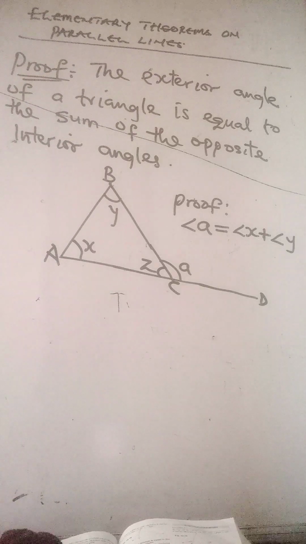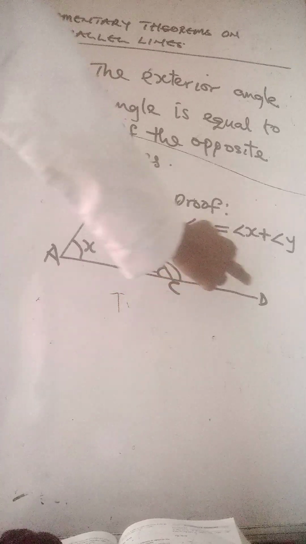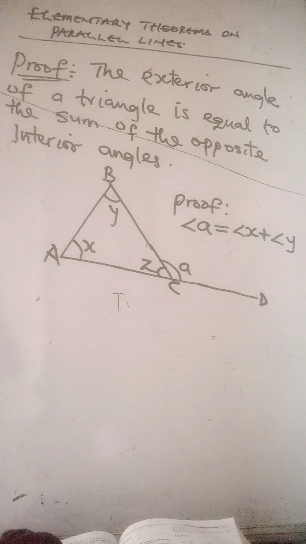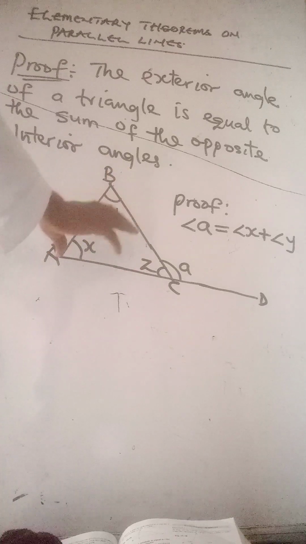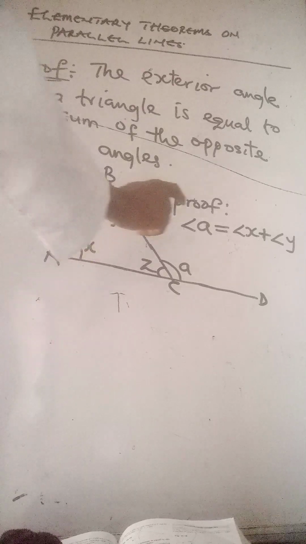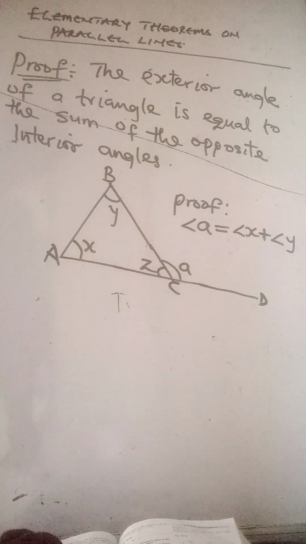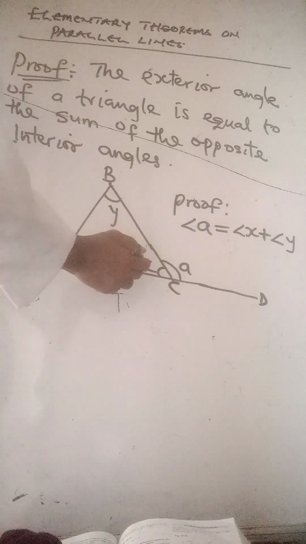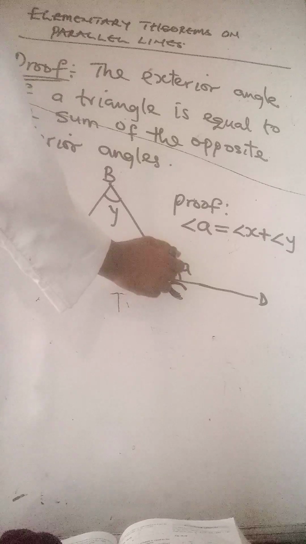This is triangle ABC. This is an extension D. Inside the triangle, we have three interior angles, X, Y, and Z. Then we have another angle A, but outside the triangle, sharing the same point as Z, and they are sharing point C, as you can see.